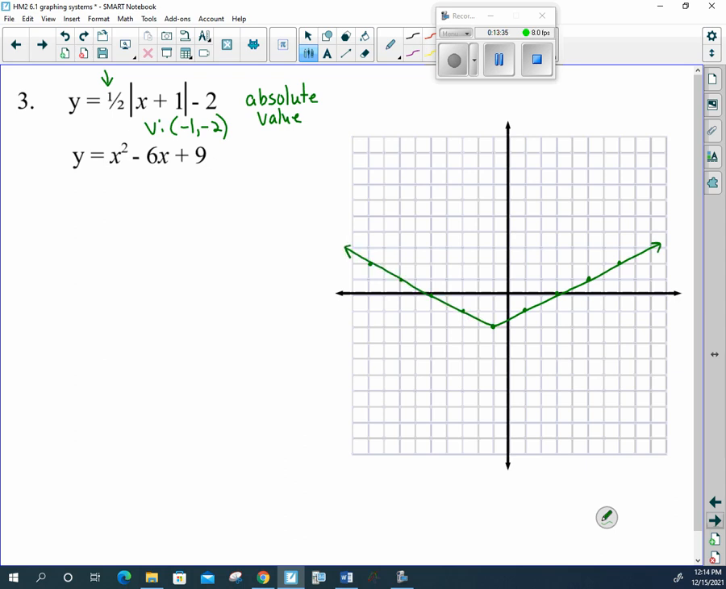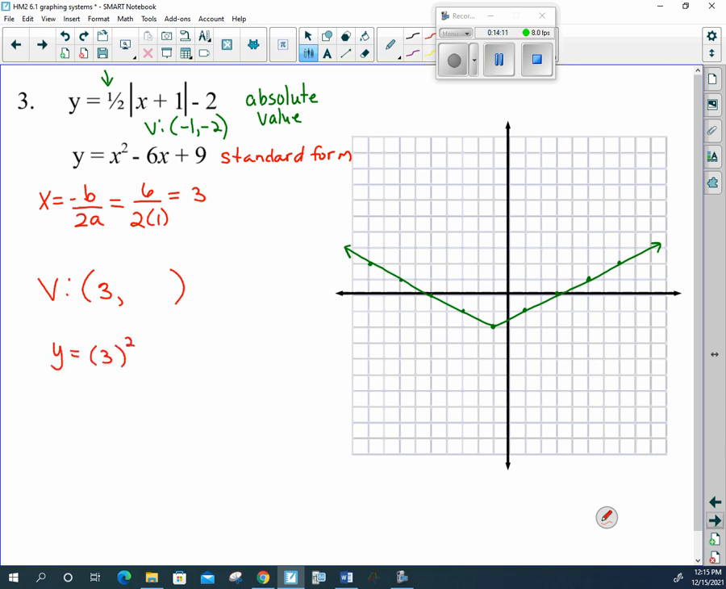Okay, now the bottom one is a parabola, and it's in standard form. So in order to find the vertex in standard form, you could complete the square, or we'll just do our normal axis of symmetry formula. So I'll start with x equals opposite of b over 2 times a. So opposite of b is 6 over 2 times 1, so that's 3. So that means your vertex is 3, comma, and now you have to put 3 back into the original equation.